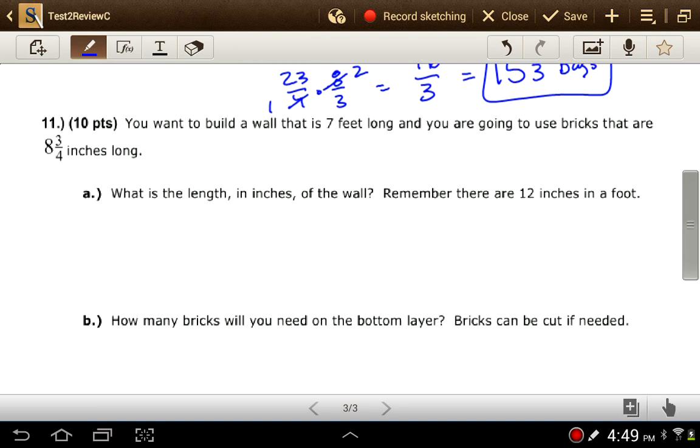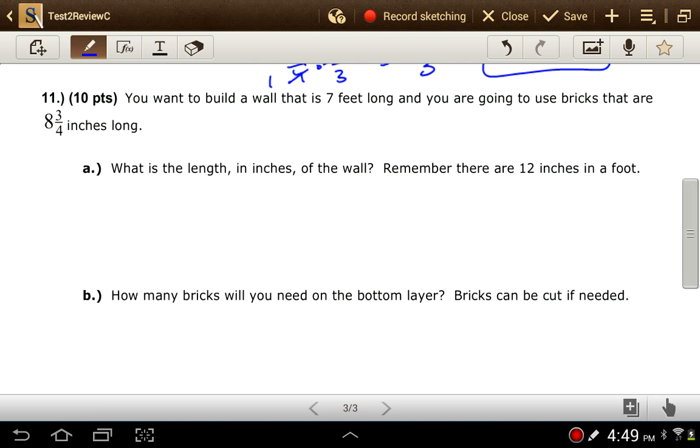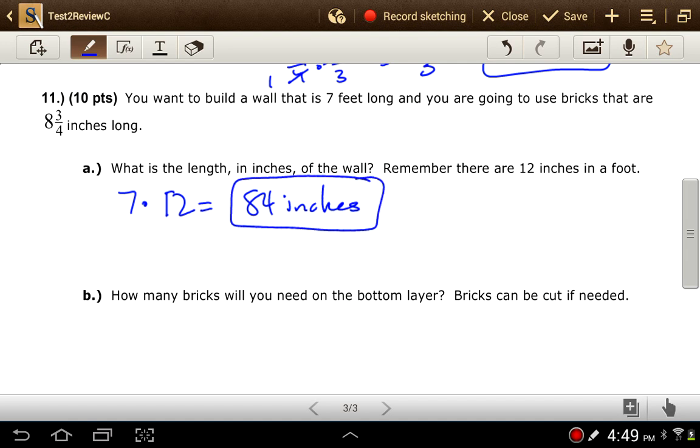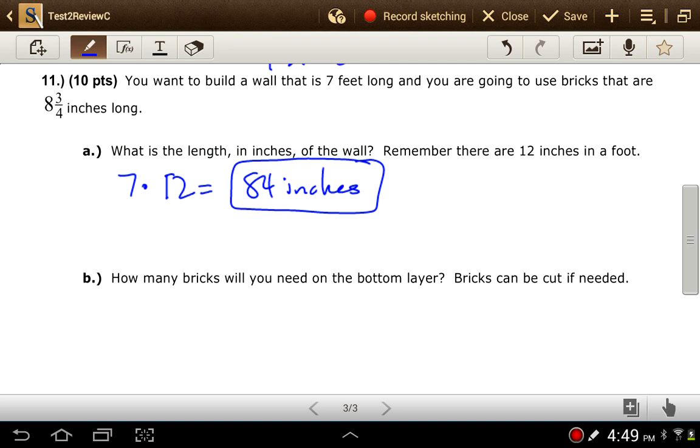You want to build a wall that's 7 feet long. You're going to use bricks that are 8 3/4. Well, 12 inches in a foot, so problem A, 7 feet times 12 inches equals 84 inches. That's it. The wall's 84 inches. Problem B, how many bricks do you need for the bottom layer? I take my total length, my total amount, 84. I divide it by my segments, 8 3/4. That's my grouping. That's my segments of my bricks.